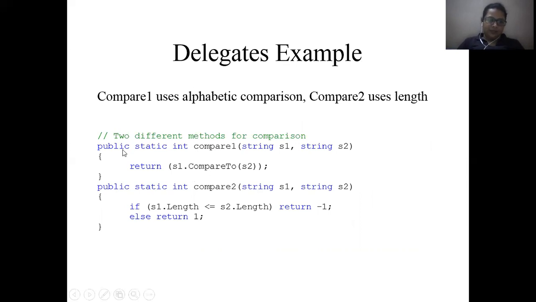Delegate example. Here compare1 uses alphabetic comparison and compare2 uses length. Two different methods. Public static int compare1 with string s1 and string s2: return s1.CompareTo(s2). Here we use the value of CompareTo. Public static int compare2 with string s1 and string s2: if s1.Length is less than or equal to s2.Length then return -1, else return 1.